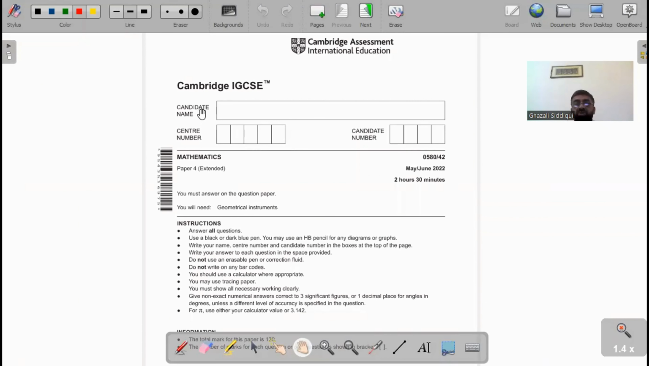Bismillah Rahman Rahim. Today I will solve Cambridge IGCSE Paper 4, May June 2022. Now let's start the paper.